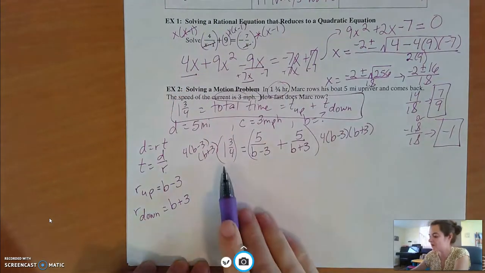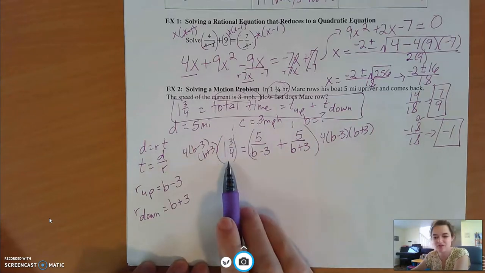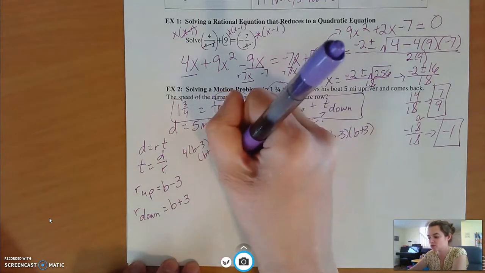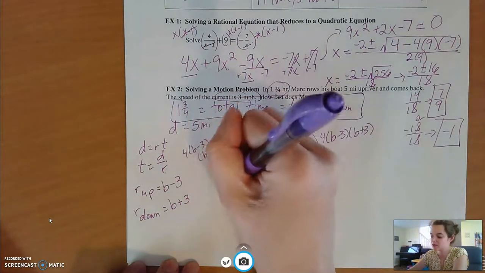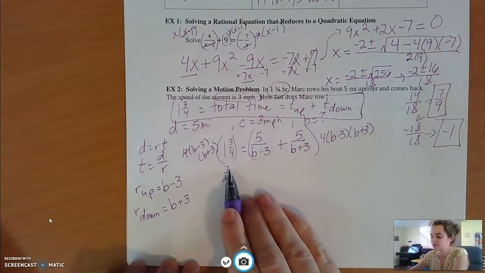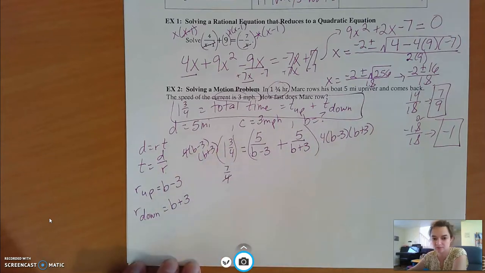Okay. On the left side, what's going to happen is the 4's will cancel out, but it's in a mixed number format, and that's a little bit harder to work with. If it helps, let's put that as an improper fraction. 1 3/4 is the same thing as 7/4. And then what's going to happen is that my 4's now cancel out, and I'm going to have 7 times b minus 3 times b plus 3.